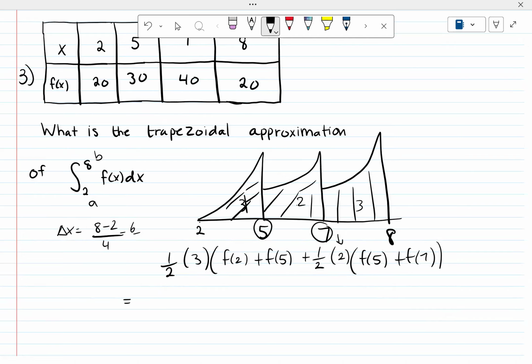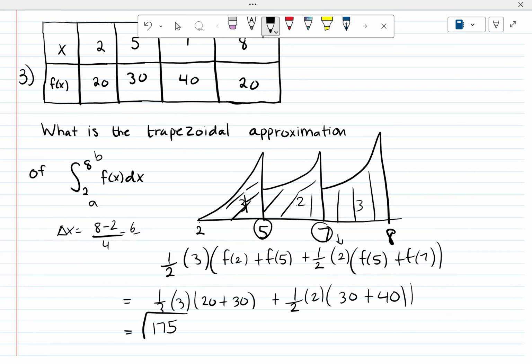So it's going to be 1/2 times 3, and then f of 2 plus f of 5. f of 2 is 20, f of 5 is 30, plus 1/2 times 2, and then f of 5 is, what is that? 30. f of 7 is 40. So when you put it all together, you should get 175. Okay, let's move on to 4.